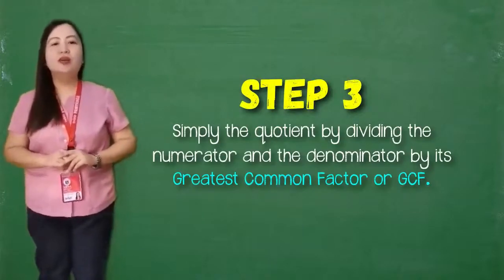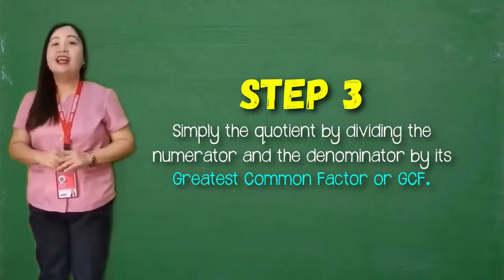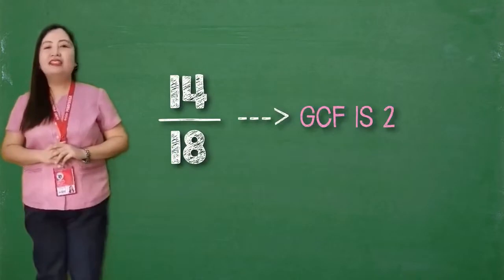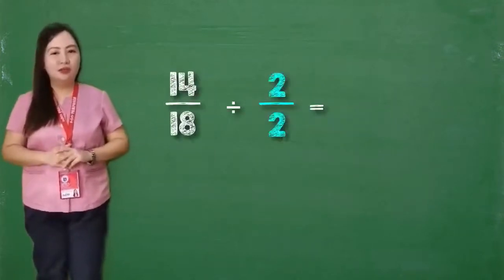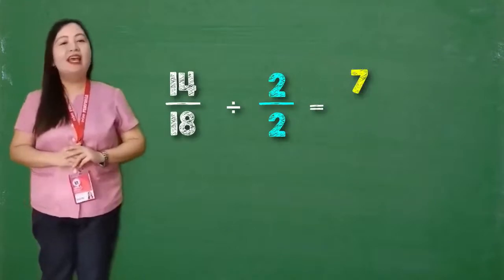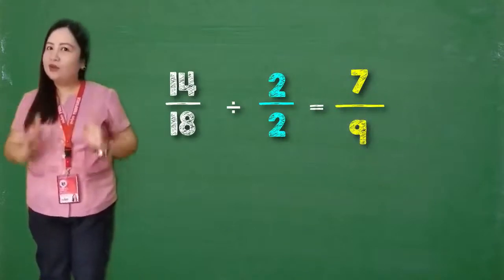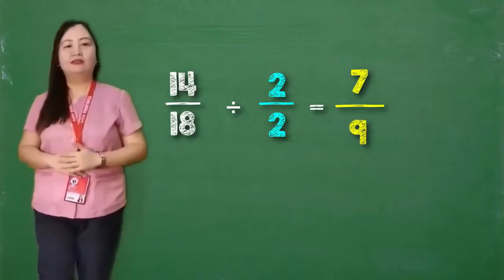Simplify the quotient by dividing the numerator and the denominator by its greatest common factor or GCF. The GCF is 2. So 14 divided by 2 is 7. And 18 divided by 2 is 9. So what's our final answer? It is 7/9.